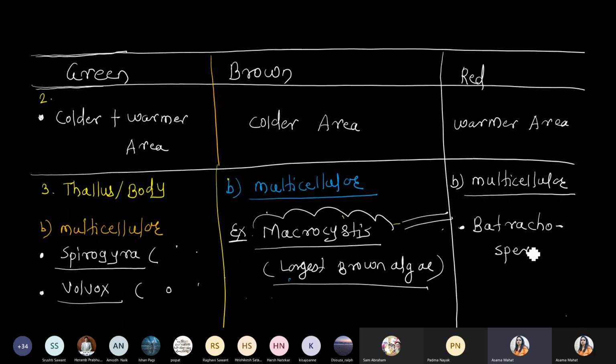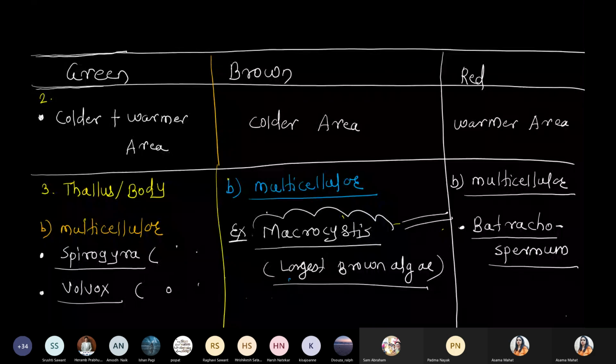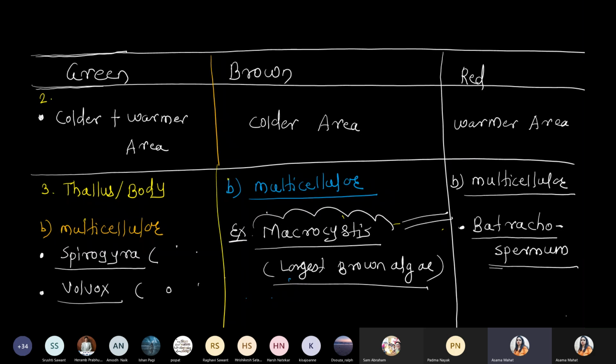It is a single word, Brachyspermum. Write it down in one sentence because I don't have place, that's why I have written it this way. So Brachyspermum is basically an example of multicellular red algae.